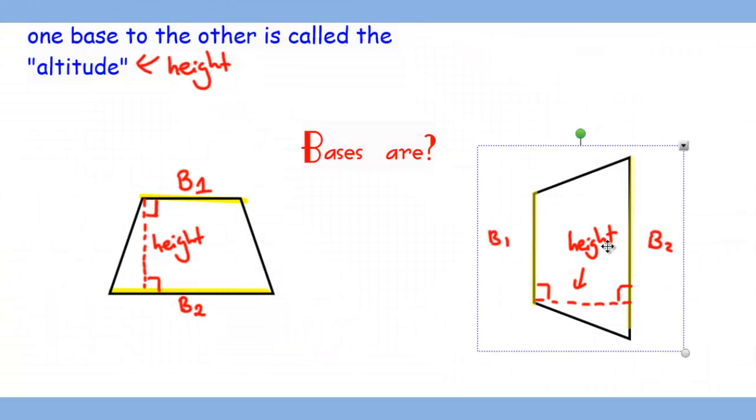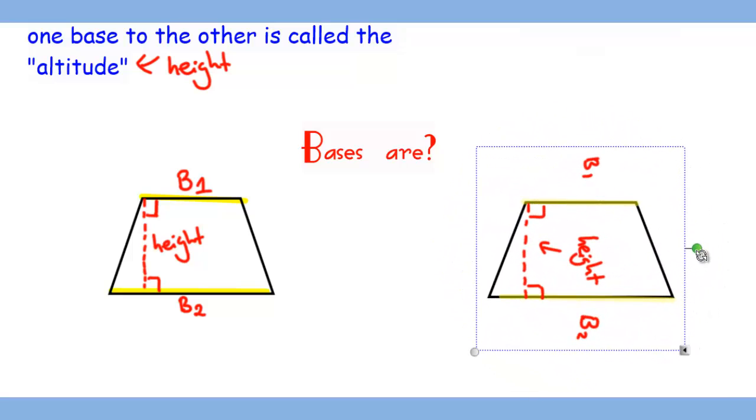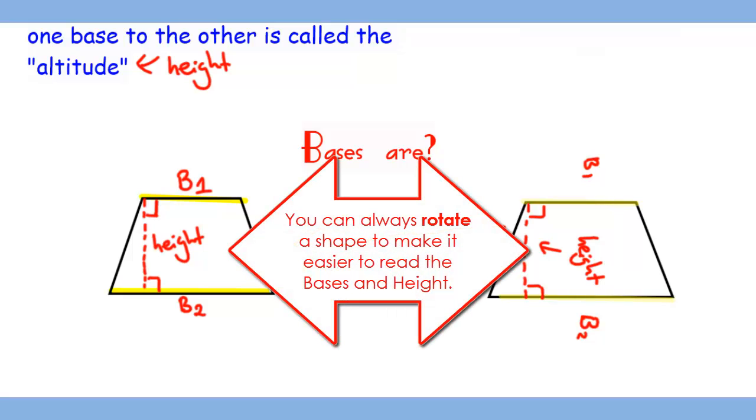Now notice how if you take the shape and rotate it by 90 degrees, you do get a shape that looks very similar to the one on the right. So you don't always have to measure from top to bottom. You can always rotate it so you can see the base and height more easily.